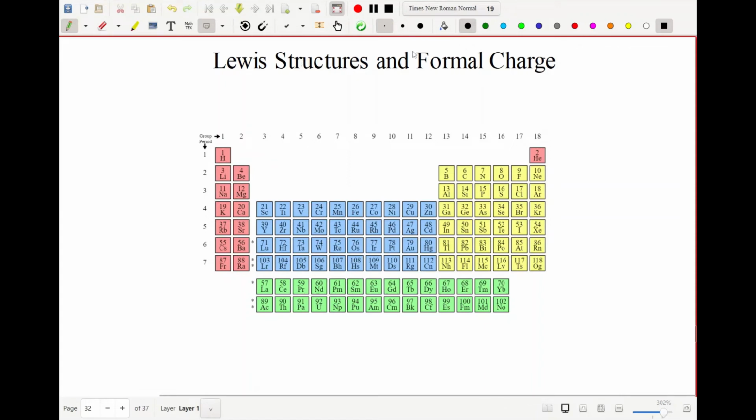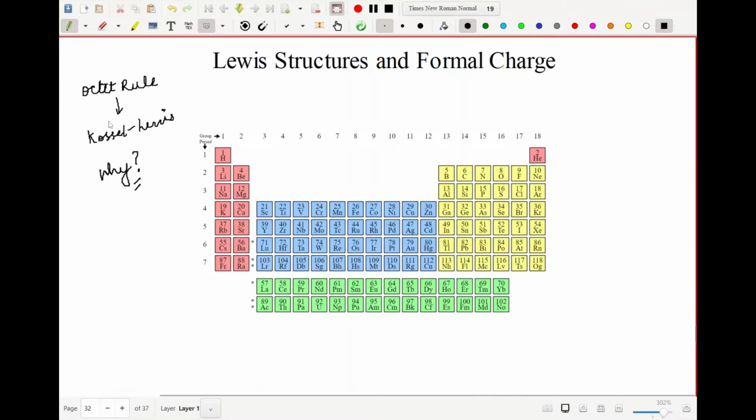Hi everyone. In this video, I'm going to be talking about Lewis structures and formal charge. In the last video, we discussed something called the octet rule. The octet rule is a theory put forward by Kossel and Lewis, which basically tries to answer one of the most important questions: why do atoms even combine to form molecules?